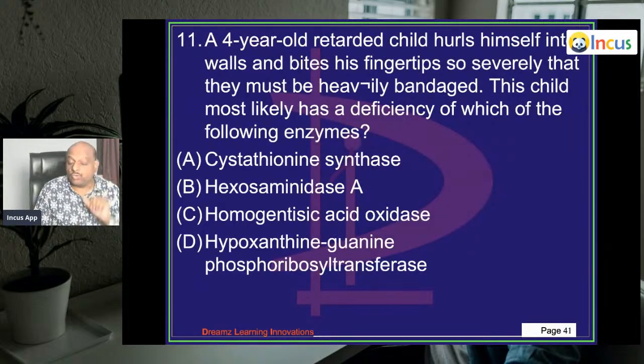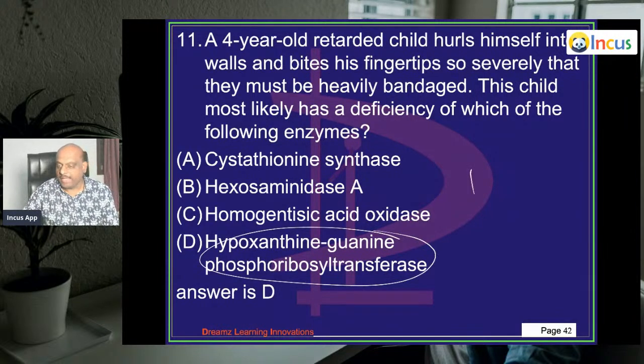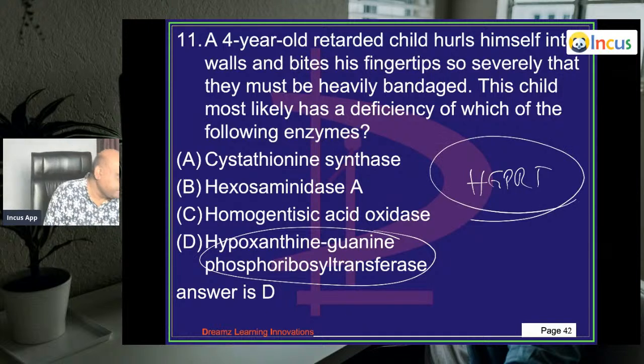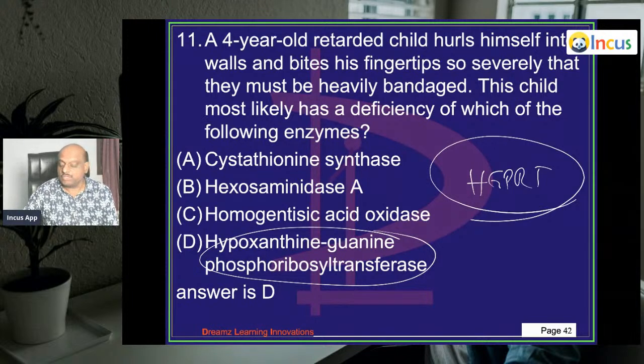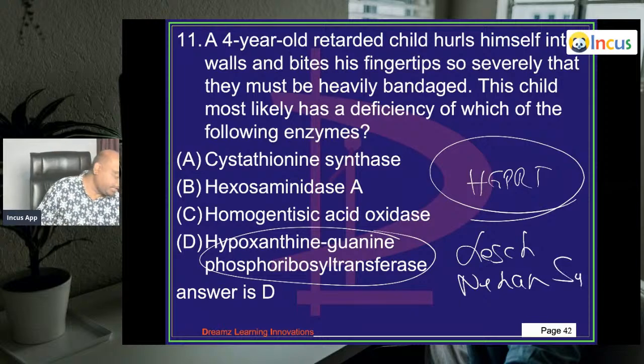A 4-year-old child with mental retardation, biting his fingertips, self-mutilation. It is the characteristic feature of HGPRT deficiency, hypoxanthine-guanine phosphoribosyltransferase deficiency, which is called Lesch-Nyhan syndrome. Lesch-Nyhan syndrome is what you need to remember.